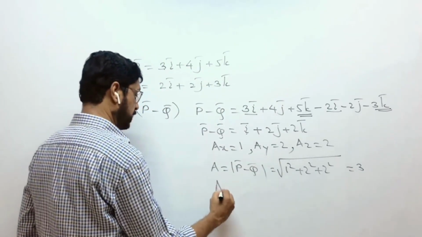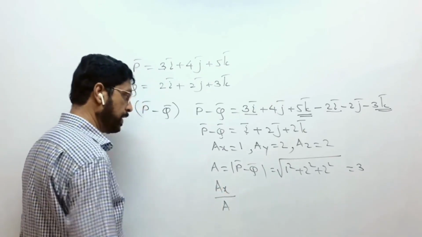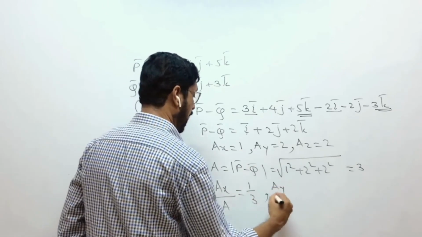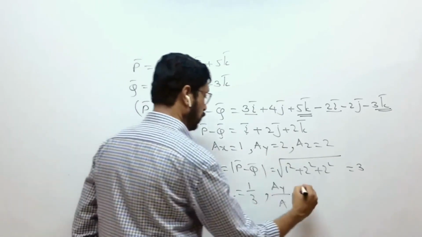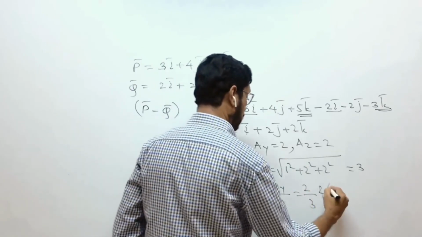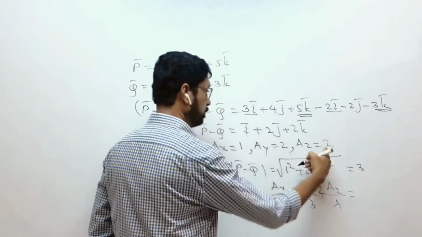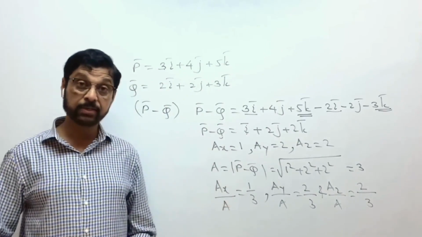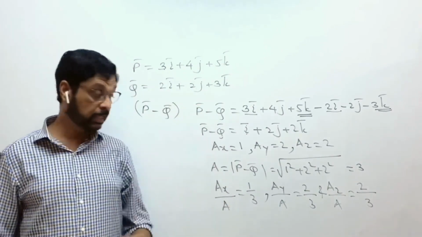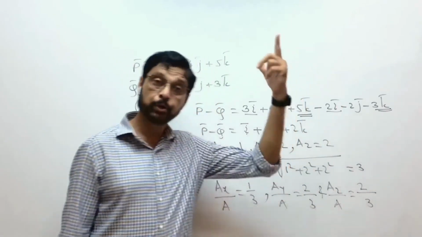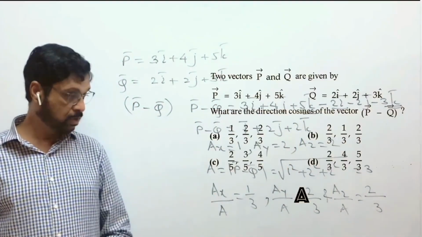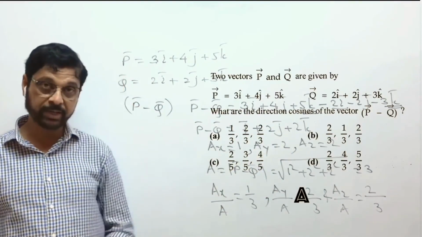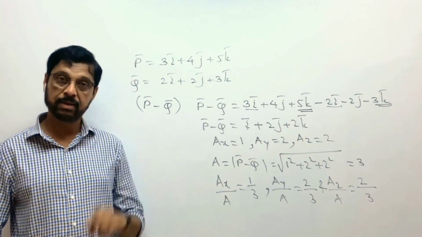So direction cosines, AX upon A is 1 by 3, AY upon A is 2 by 3, and AZ upon A is again 2 by 3. So direction cosines of vector P minus vector Q is 1 by 3, 2 by 3, 2 by 3. Check with the options. 1 by 3, 2 by 3, 2 by 3. Which one is it? First option. So your answer is A, the first one.